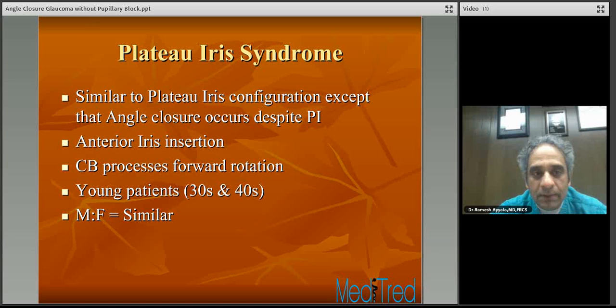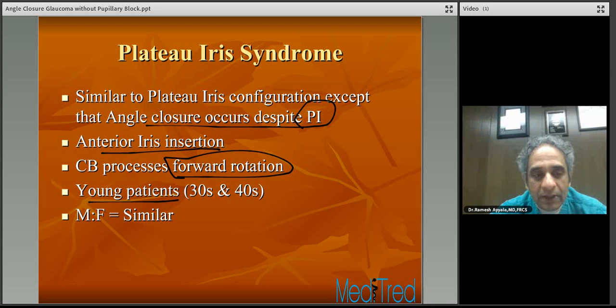as opposed to Plateau iris syndrome patients, who have similar Plateau iris configuration, except that the angle closure occurs despite peripheral iridotomy. So in syndrome, the iridotomy does not treat the angle closure. They have anterior iris insertion in syndrome patients. Ciliary body processes have a forward or anterior rotation, and this is supposed to be the most common association with Plateau iris syndrome, typically seen in young patients between 30 and 40 years of age. There is no sex predilection in this syndrome.